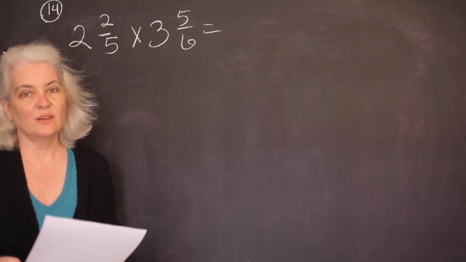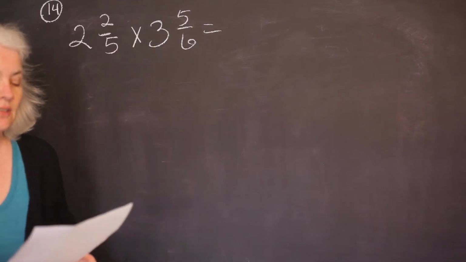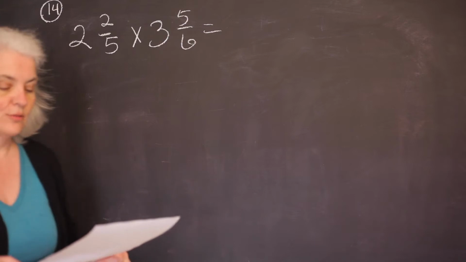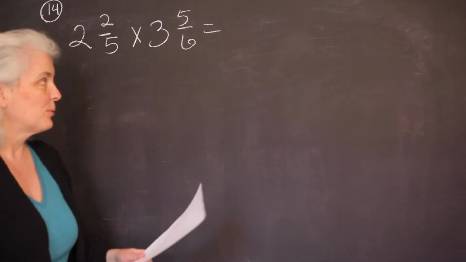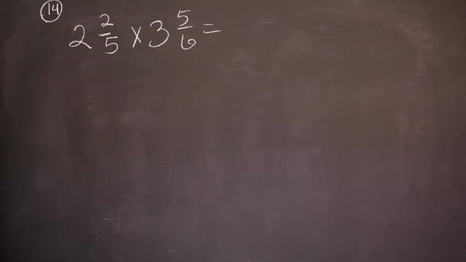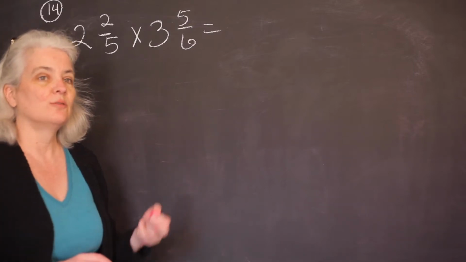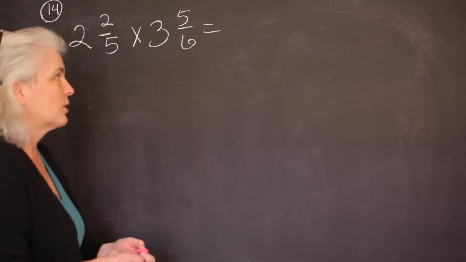Okay, so this video is page 4 of the basic skills test, problems number 14 through 19. And we're going to start with problem number 14, which says 2 2/5 times 3 5/6. And remember the instructions said to find the solution and write it in simplest form.